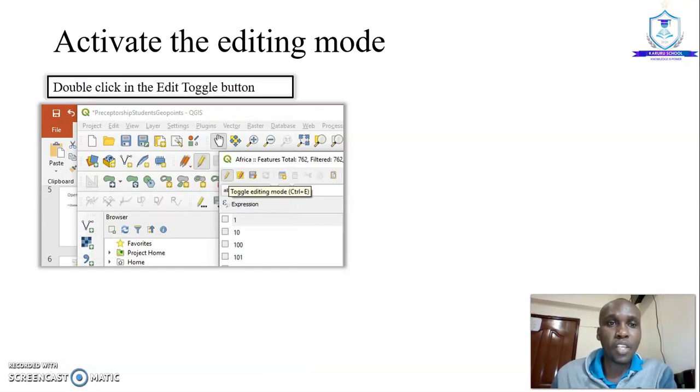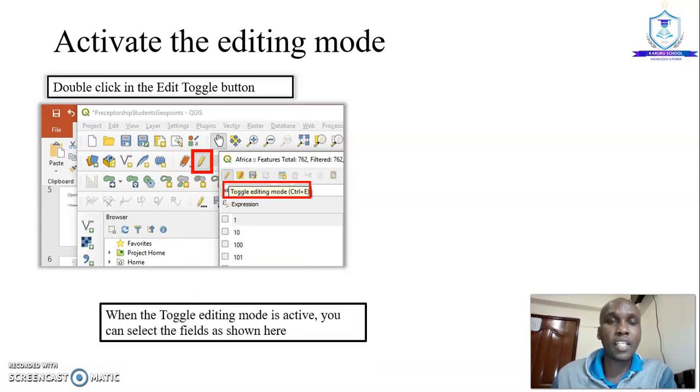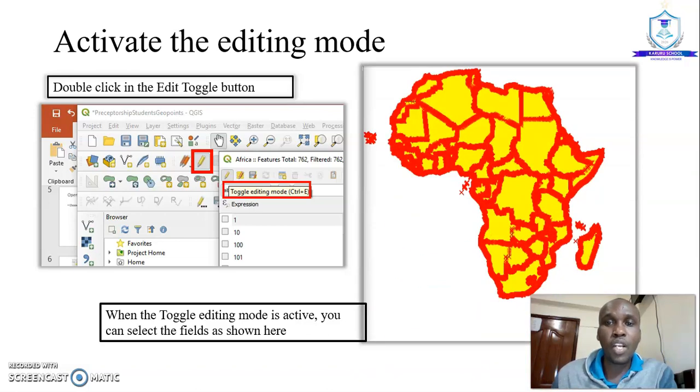So double click on the edit toggle button, which is shown with a pencil, and once it is active, you can highlight the regions where you want to do the edits. And in my case, if I select all the fields, then the map of Africa will change its color, and it will show its colors as shown. This shows that all the regions have been selected and they are ready for editing.